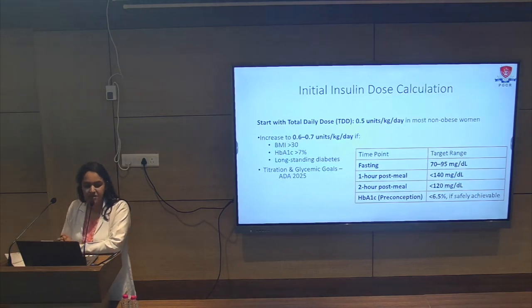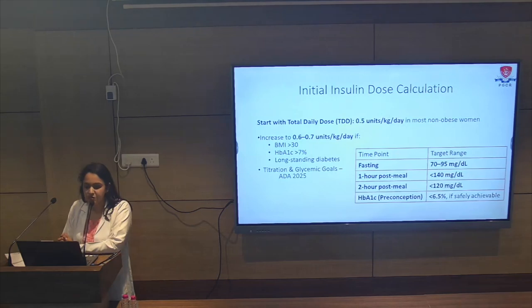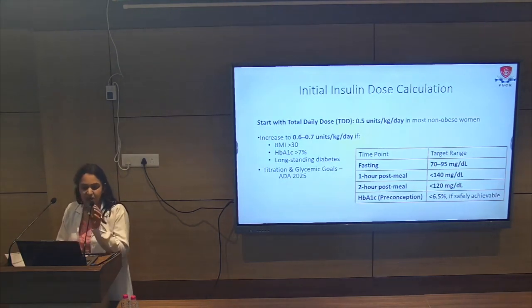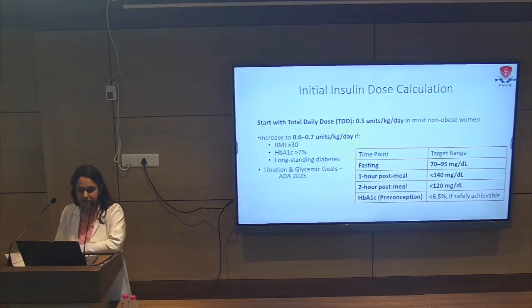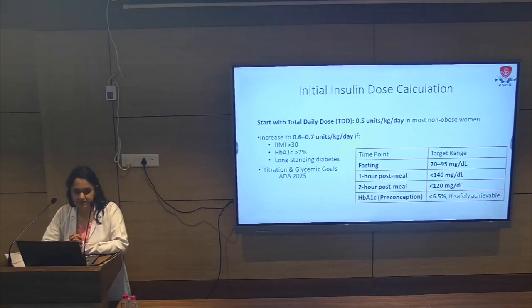The glycemic goals according to ADA 2025 in pregnant women are: fasting to be kept at 70 to 95 milligram per deciliter, 1 hour post meal less than 140 milligram per deciliter, 2 hour post meal less than 120, and HbA1c less than 6.5 if safely achievable. So the targets for pregnancy are different from the targets for a non-pregnant adult. They are much more stringent than for non-pregnant adults, male or female, both.